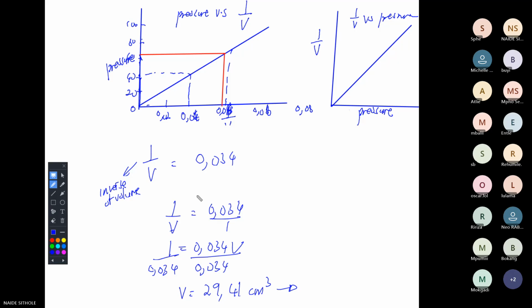Right. So that's what you need to know. Pressure versus 1 over V, you'll have a directly proportional graph, an increasing graph like that. But pressure versus volume, you'll have an inversely proportional graph, which will be decreasing.